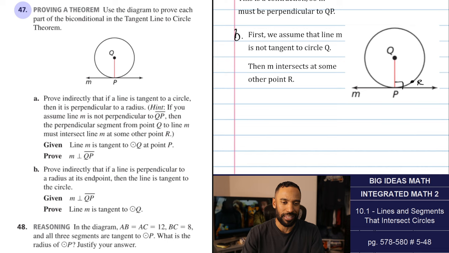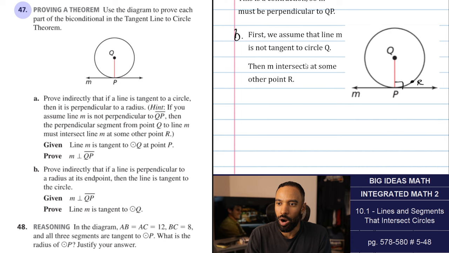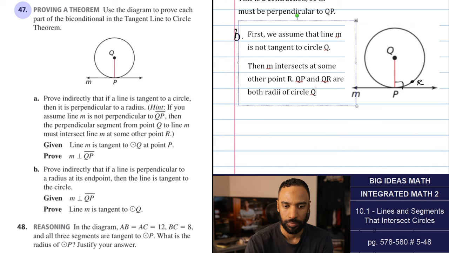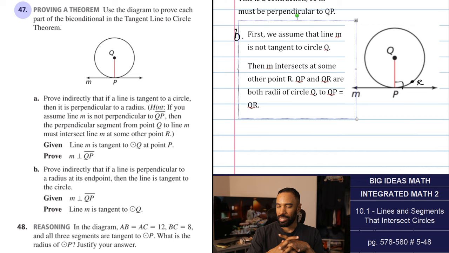So QP and QR would both be radii, right? Because they're both points on the circle and Q is the center. So QP and QR are both radii of circle Q. So then QP is congruent to QR, right? Because radii are congruent. I'll just say QP equals QR. Boom, like that. But M is perpendicular to QP, right?